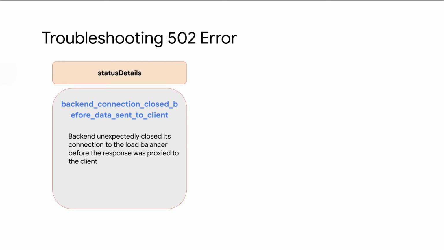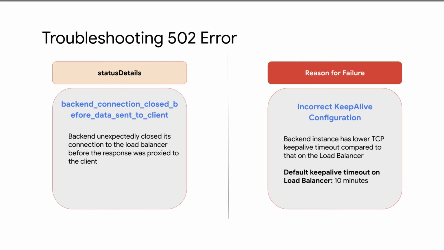to the client. Typically, the backend instance will close the TCP connection abruptly if it has a lower TCP keep alive timeout compared to the load balancer's TCP keep alive timeout, which is by default 10 minutes. To confirm this, let's check the TCP keep alive timeout set on the backend instance.